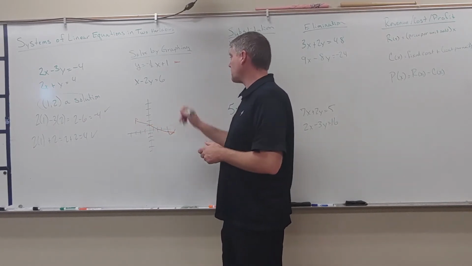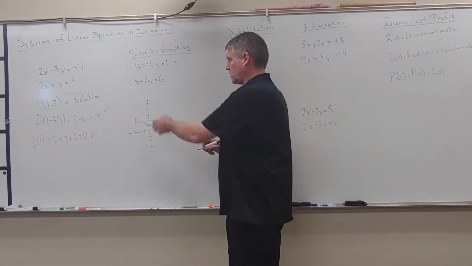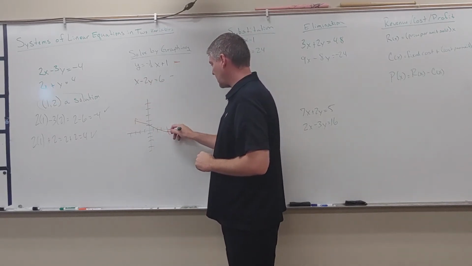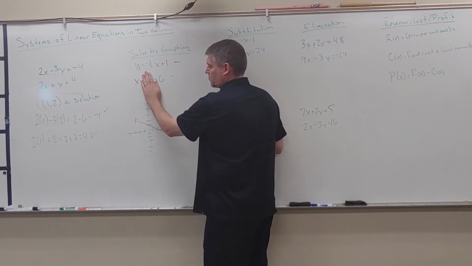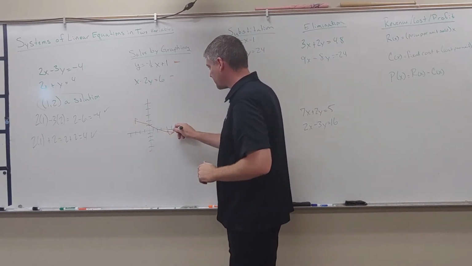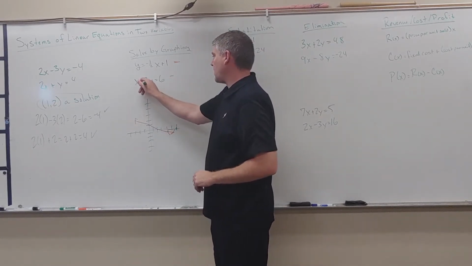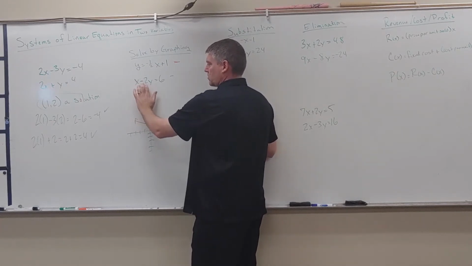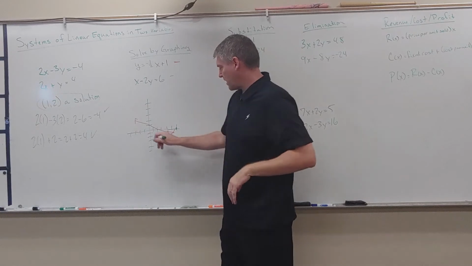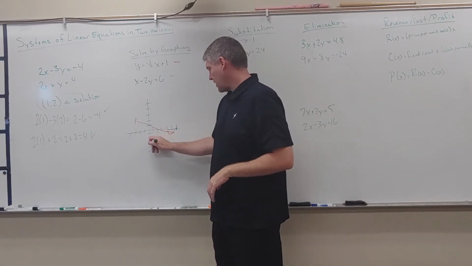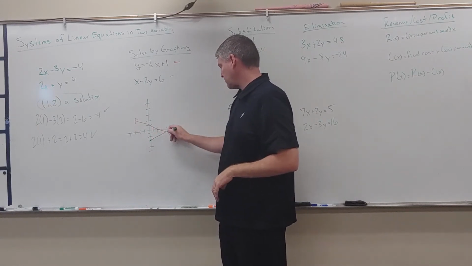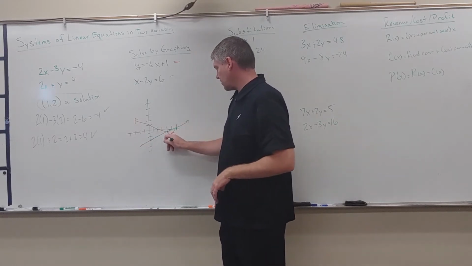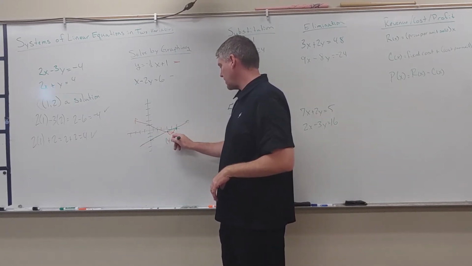Now I'm going to plot this one in green. I have an x-intercept of 6, because if I cover up the 2y, I have x equals 6. And if I cover up my x, I have negative 2y equals 6, so I divide 6 by negative 2 and get negative 3. Now I connect these two points with a line, and I see that they intersect at (4, negative 1).